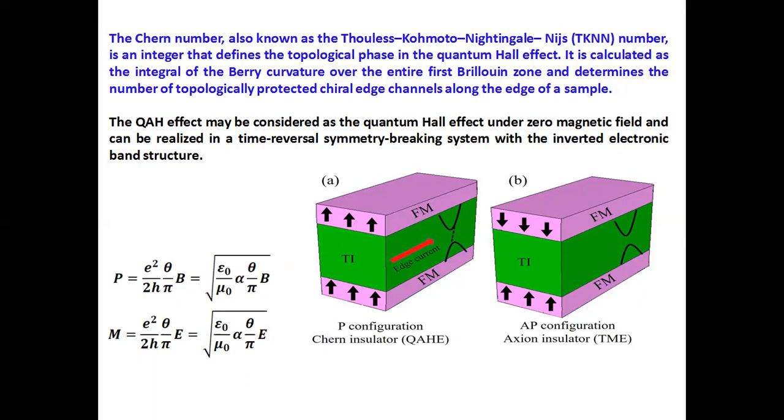What is QAHE and TME? Which one? This one? QAHE is quantum anomalous Hall effect. And TME is the topological magneto-electric effect. That equation has been written here. Polarization is proportional to magnetic field. Magnetization is proportional to electric field.